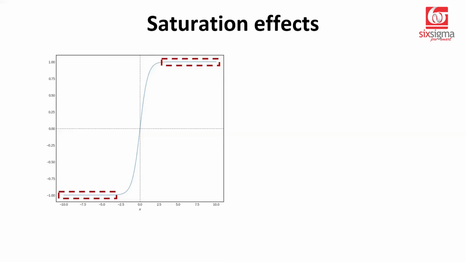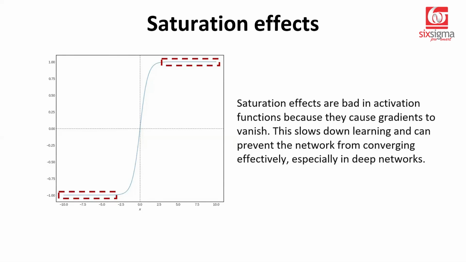If we reach a stage where the derivative of the activation function becomes 0, it is called a vanishing gradient problem. Essentially, the network would stop learning after that. Why? Because it has hit a value 0 and it's not able to recover from that. Once you enter here in the range of 0, you would remain 0 forever. So is the case here. So once again, what is the effect of saturation? The saturation effects are bad in activation functions because they cause gradients to vanish. They become minimal or 0. This slows down the learning and can prevent the network from converging effectively, especially when we're talking about deep neural networks.